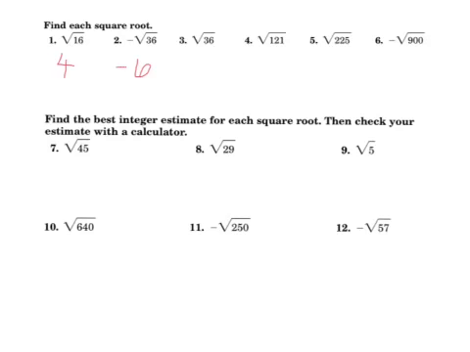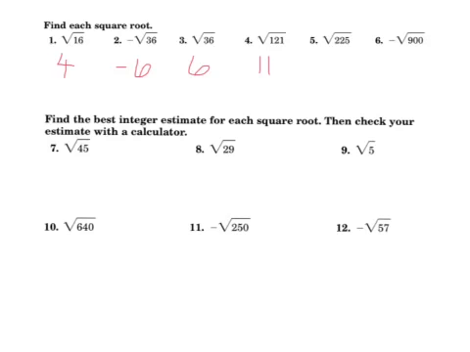On number 3, it's the exact opposite here. The square root of 36 is 6, and this time there is no negative sign, so I don't even have to worry about that. What number times itself is 121? That would be 11. 11 times 11 is 121.